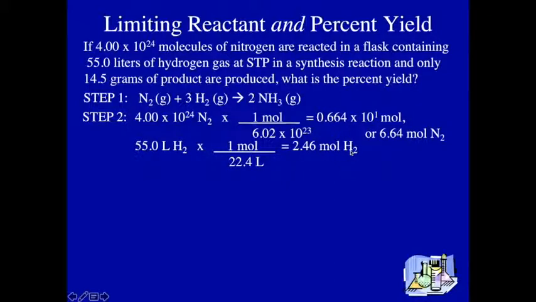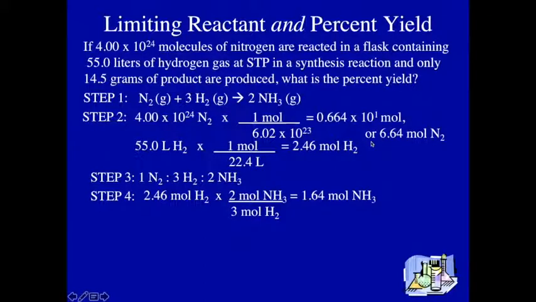Already we can see which one of these is going to run out first, because it's 1 mole of nitrogen to 3 moles of hydrogen. Here we have almost the opposite. We have almost 3 moles of nitrogen for every 1 mole of hydrogen. So the hydrogen is definitely going to run out first, which I can show you right here.